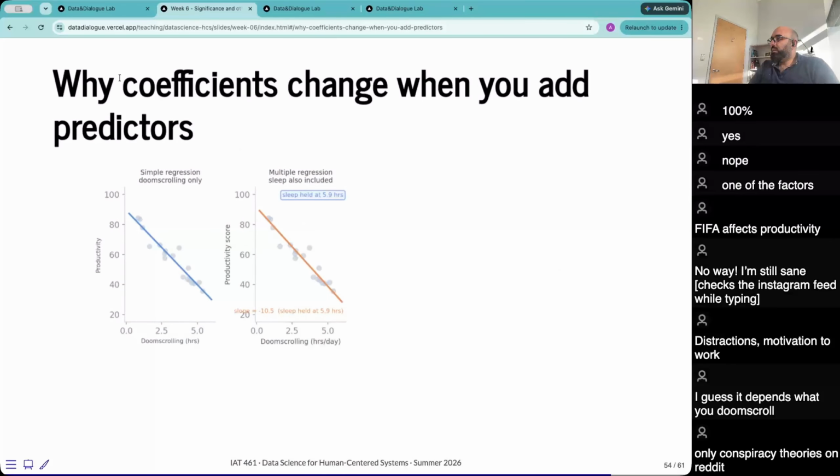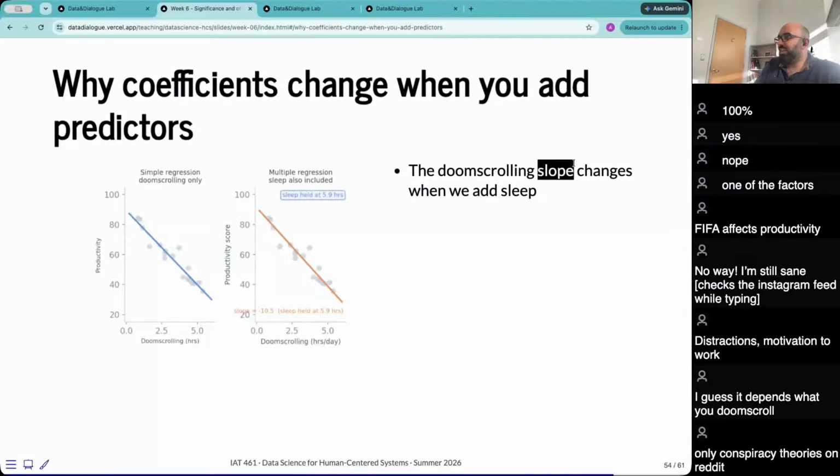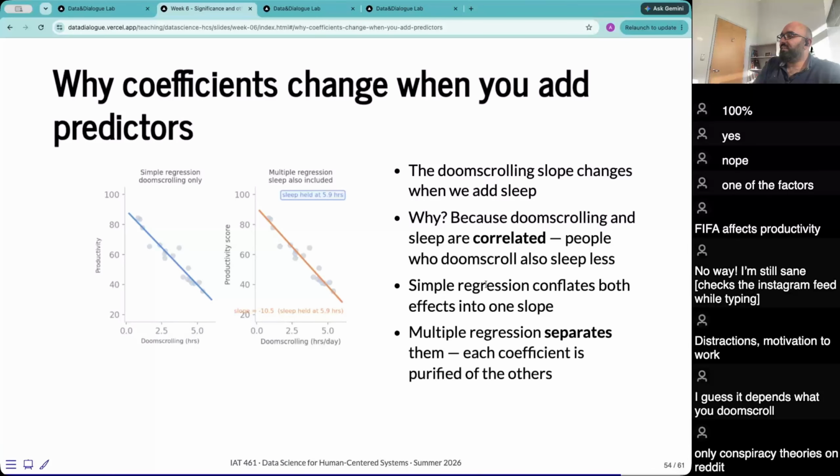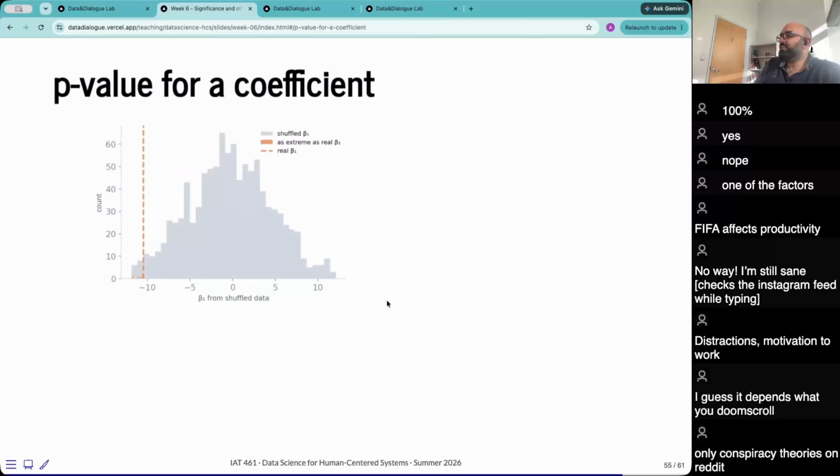That's why coefficients change when you add more variables, because you have more things to explain everything, and these two affect each other. The doom scrolling slope changes when we add sleep. Why? Because doom scrolling and sleep are correlated themselves. People who doom scroll also sleep less. So simple regression conflates both effects into one slope. Multiple regression separates them. Each coefficient is purified by the other, essentially.